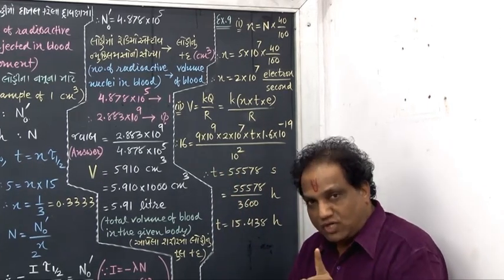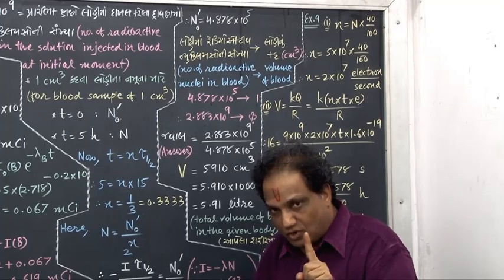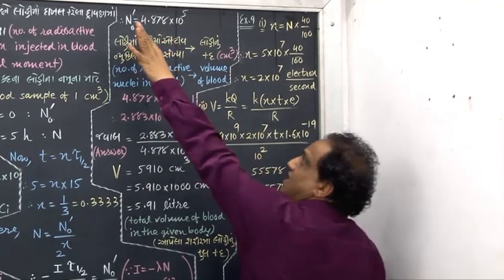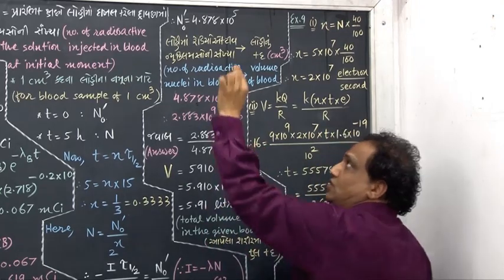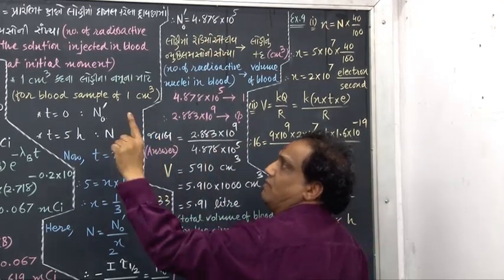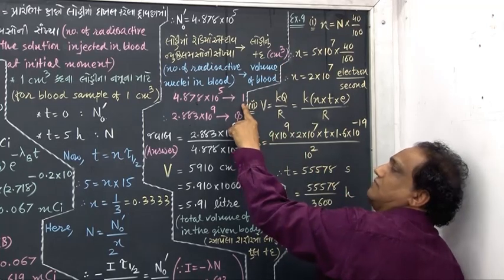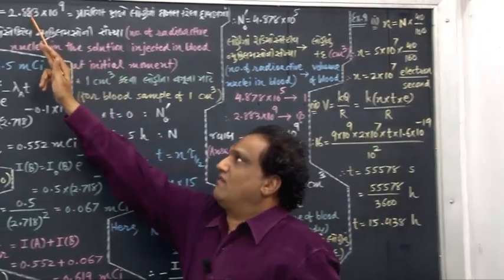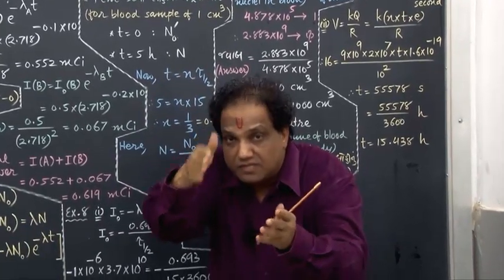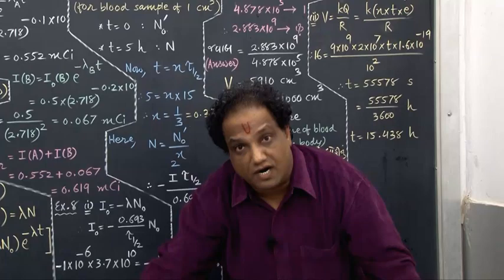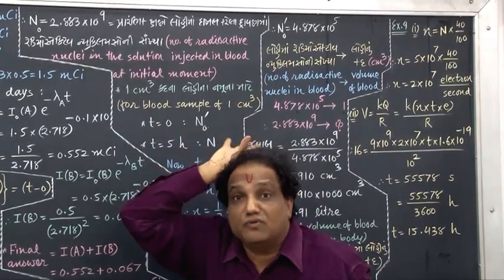Once again, we had taken 1 centimeter cube, correct, volume of blood sample. How much volume? 1 centimeter cube. And in that, this was the initial number of undisintegrated atoms at time t equal to 0, correct? So this much number is there, meaning thereby the volume of blood is 1 centimeter cube. But this many undisintegrated atoms you had in the solution, and the solution is injected in the blood. So that solution is getting spread in the entire blood. So entire blood will have this many undisintegrated atoms at time t equal to 0, correct?